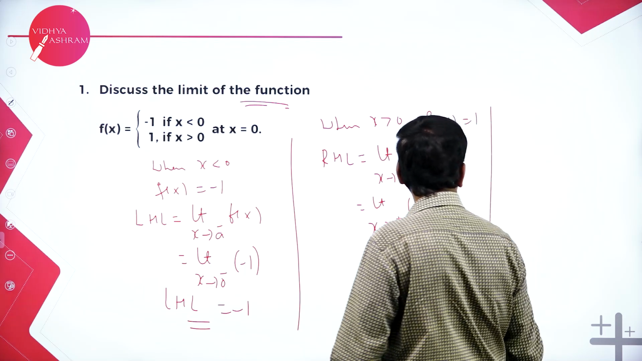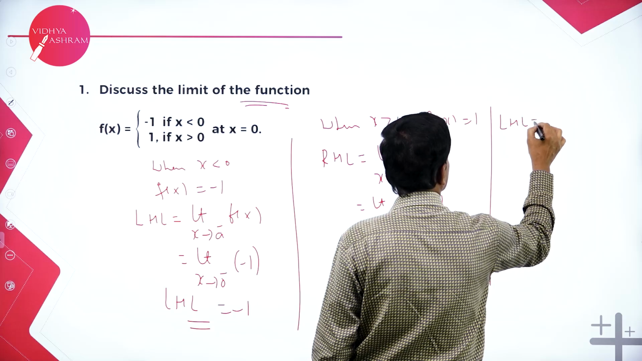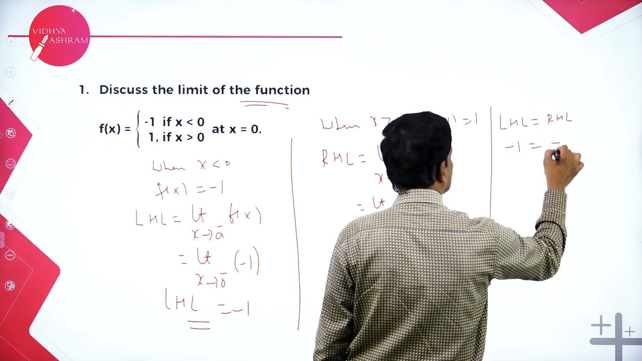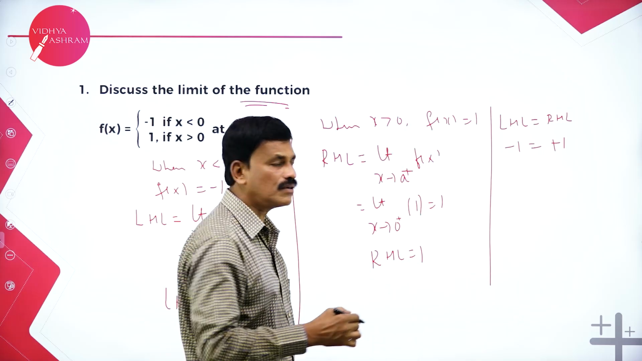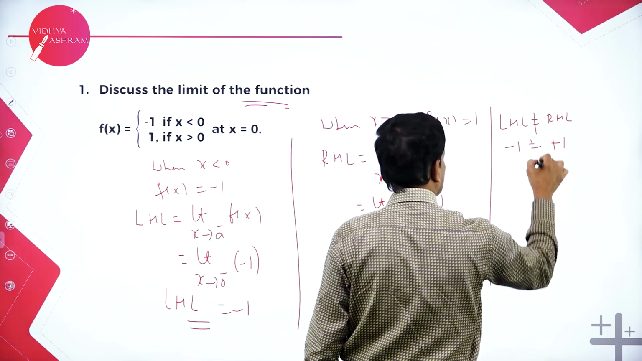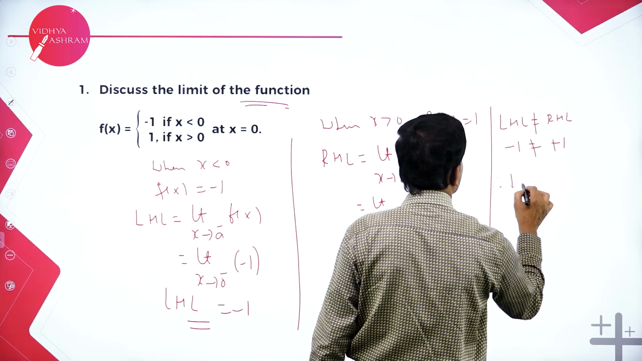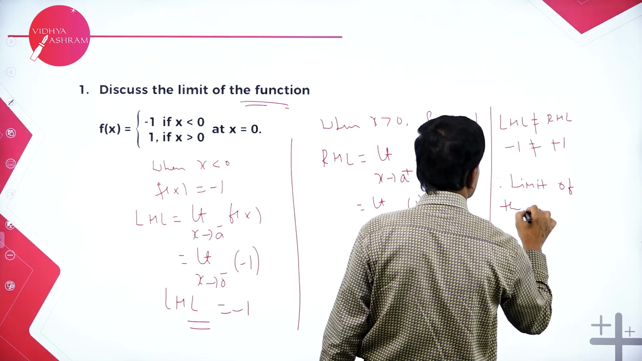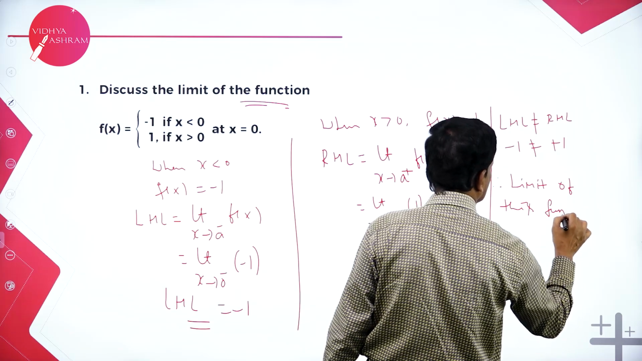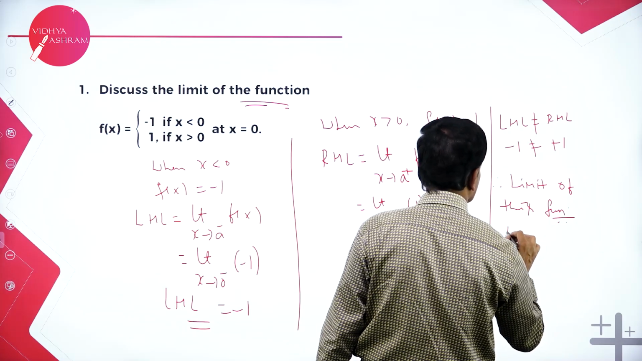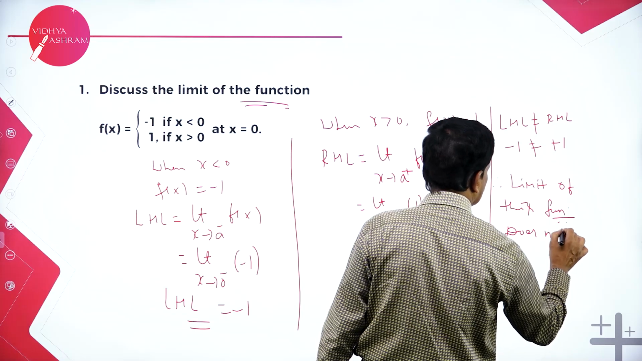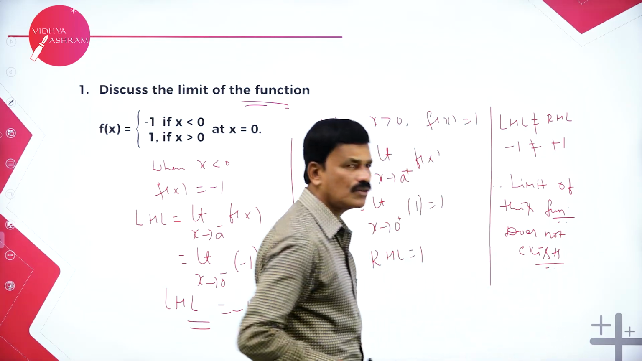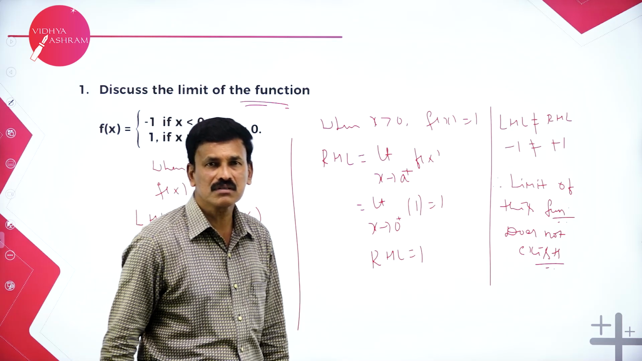Now what do you say from these two? Is left hand limit equal to right hand limit? What is left hand limit? -1. What is right hand limit? +1. Are they equal? They are not equal. So therefore the limit of this function does not exist. That's it. So left hand limit and right hand limit are not equal, and the limit of this function does not exist.